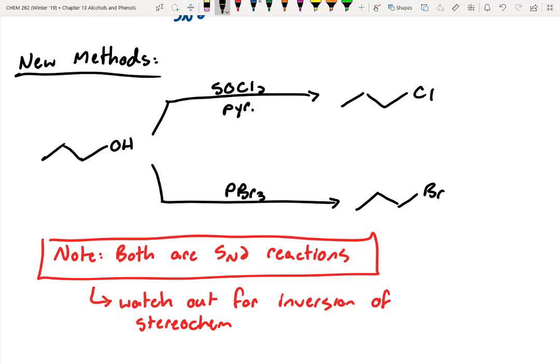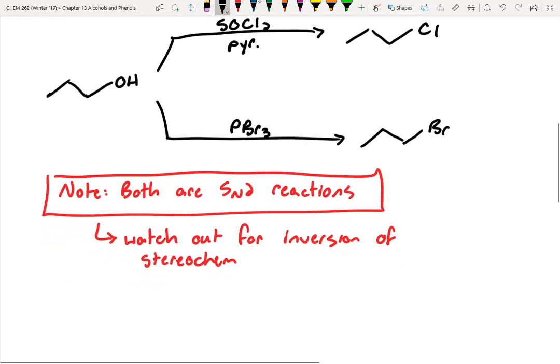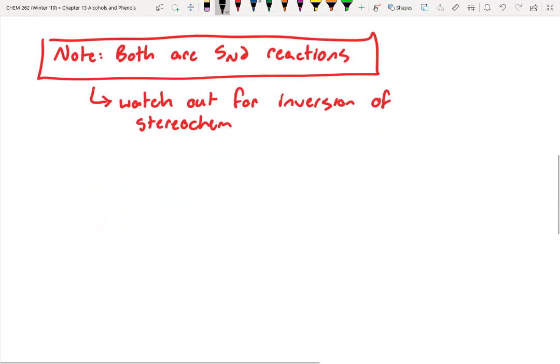All right, and so this works for the longer chain of alcohols too? Yes, this works for practically any alcohol. What about diols? It'll work with diols. You can't really selectively favor one alcohol on a diol over the other, so chances are it'll do both. All right, so let's take a look at the first mechanism with thionyl chloride.